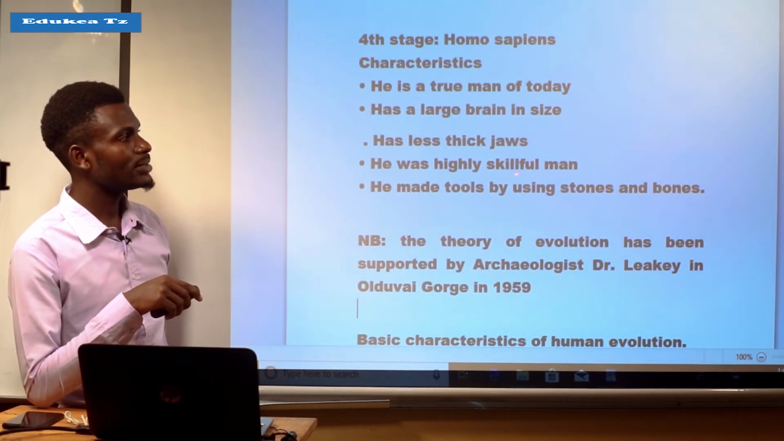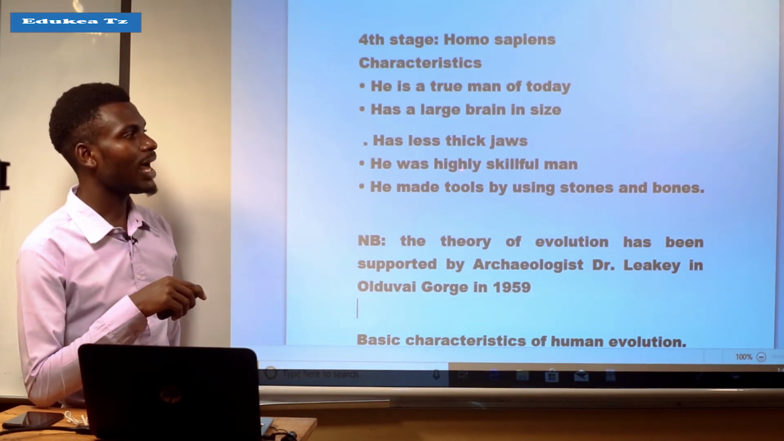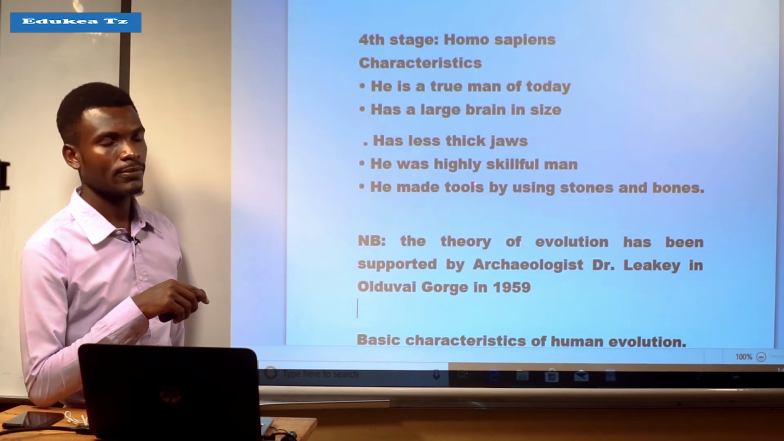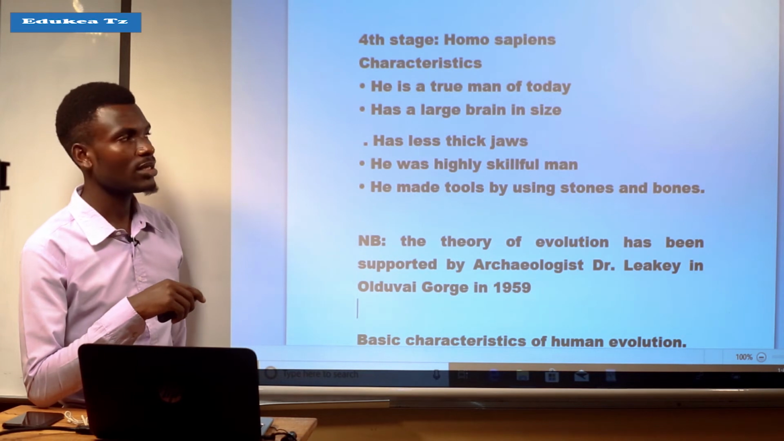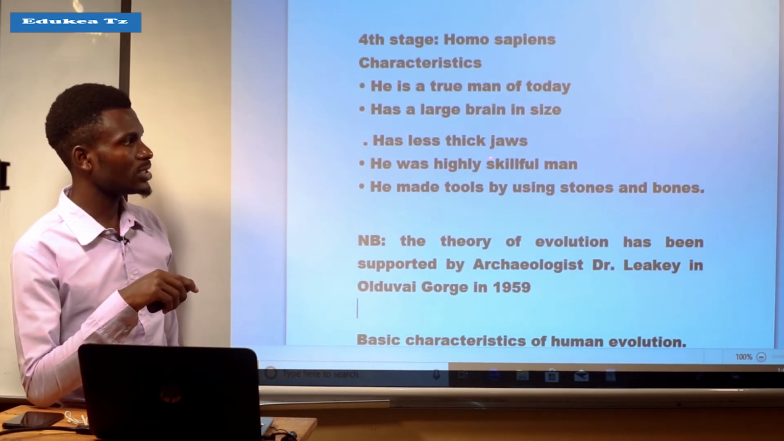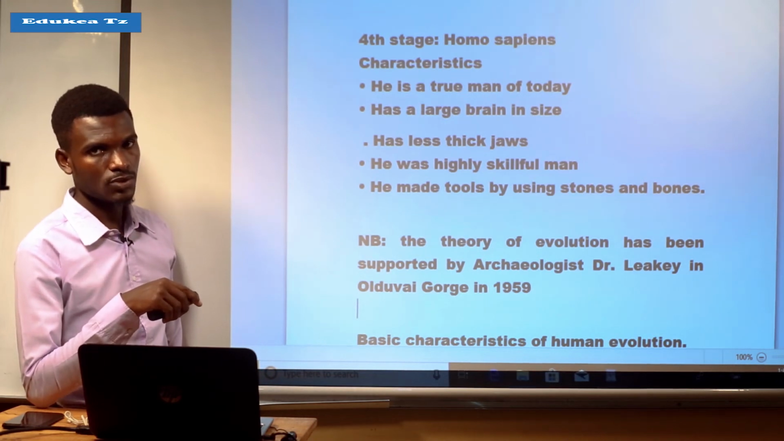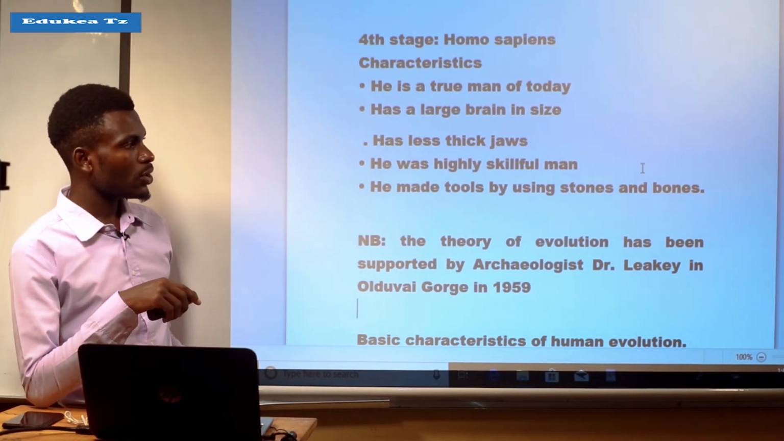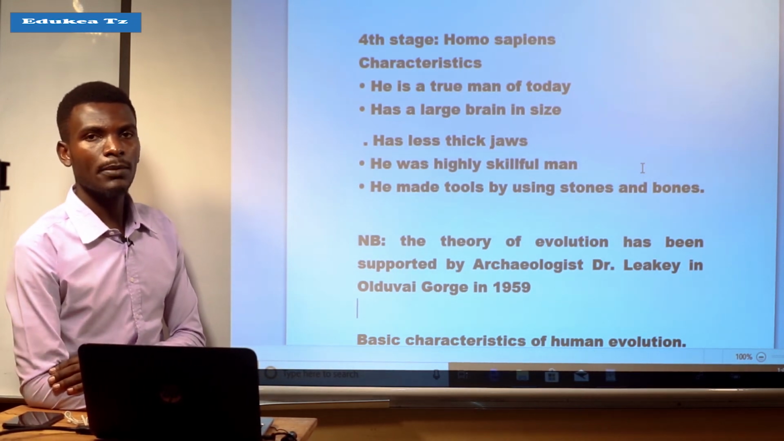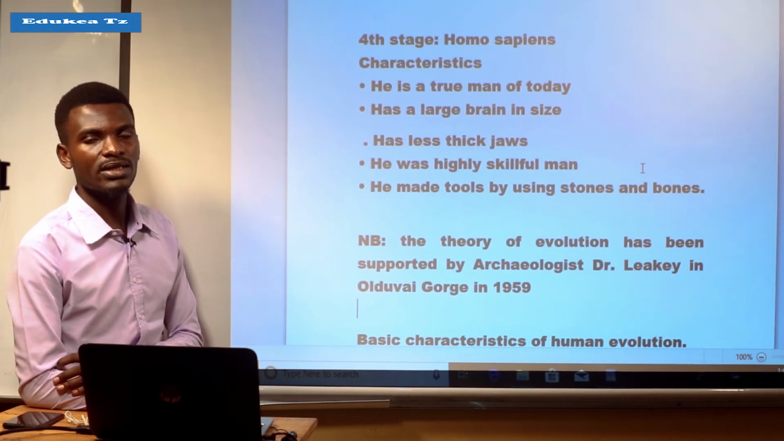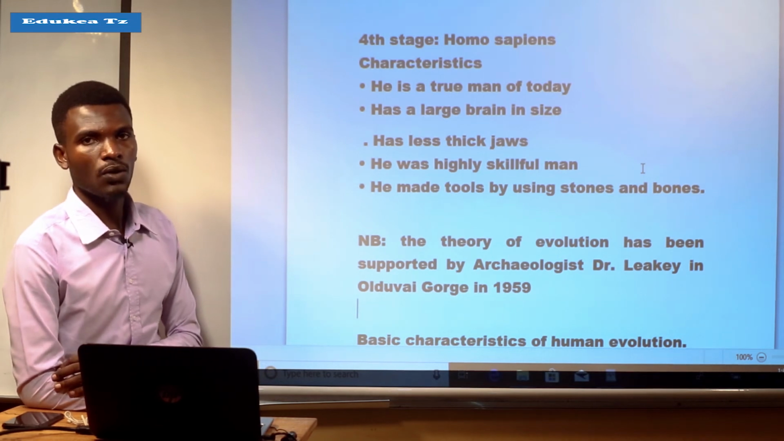Another characteristic, he was a highly skillful man. It means that Homo sapiens was a highly skillful man. And the last one, he made tools by using stones and bones. So these were the 4 stages that man has been through to become the modern man. It means that these were the stages of evolution of man.